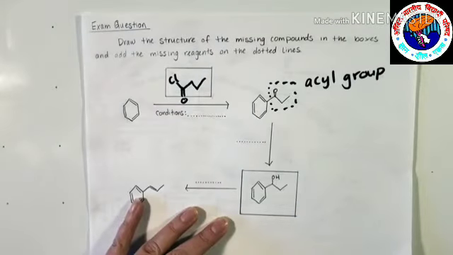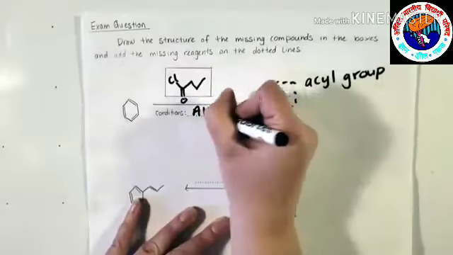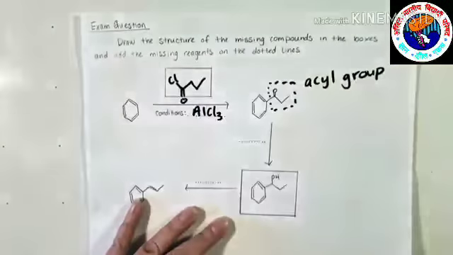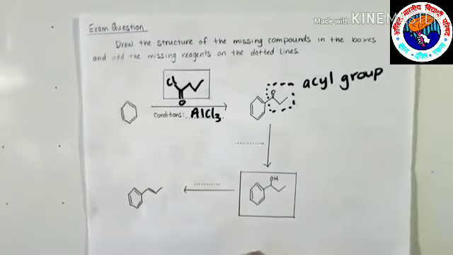Either way, it's going to be right. Potentially, you might want to make it fit into the box a little bit better than what I did. Okay, now the conditions: AlCl3 for your Friedel-Crafts acylation. Okay, so that's that bit done.